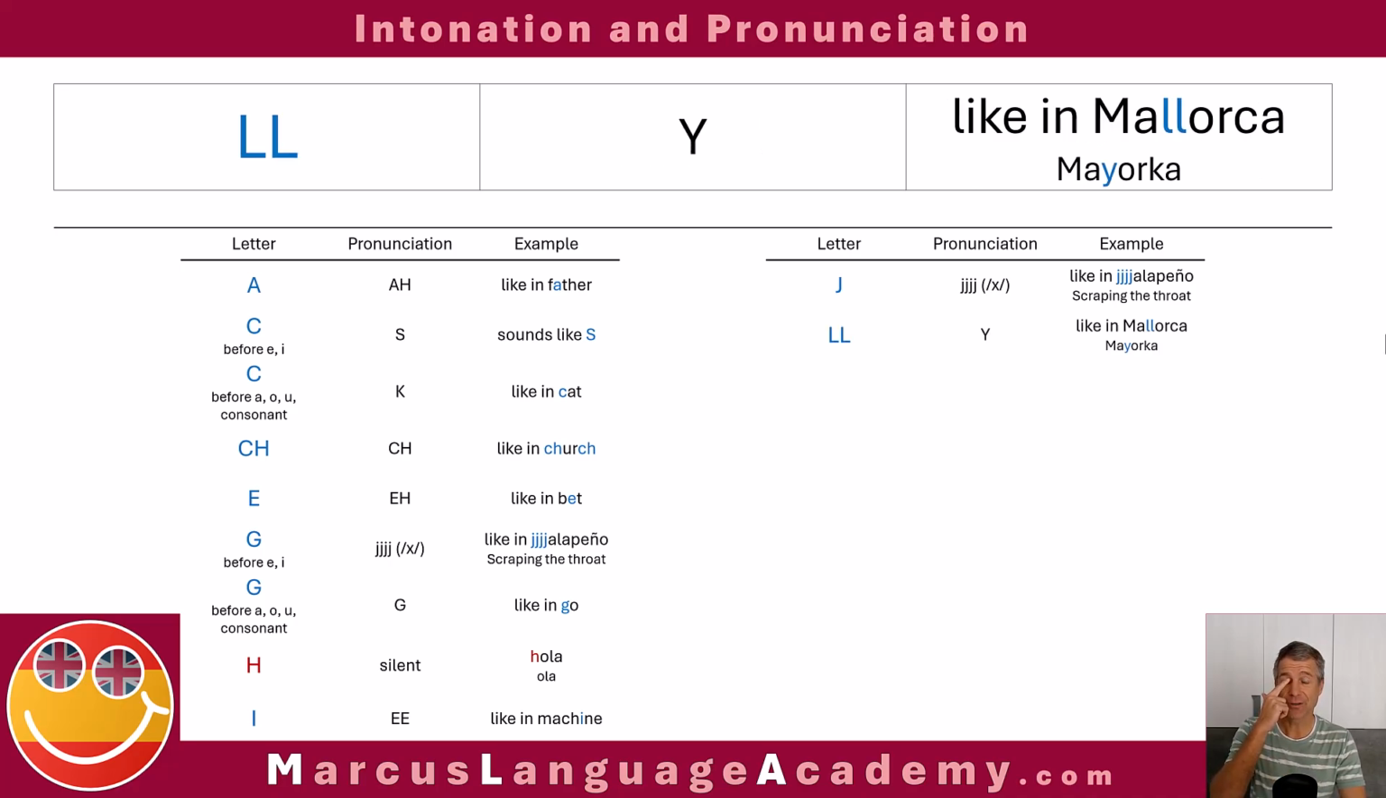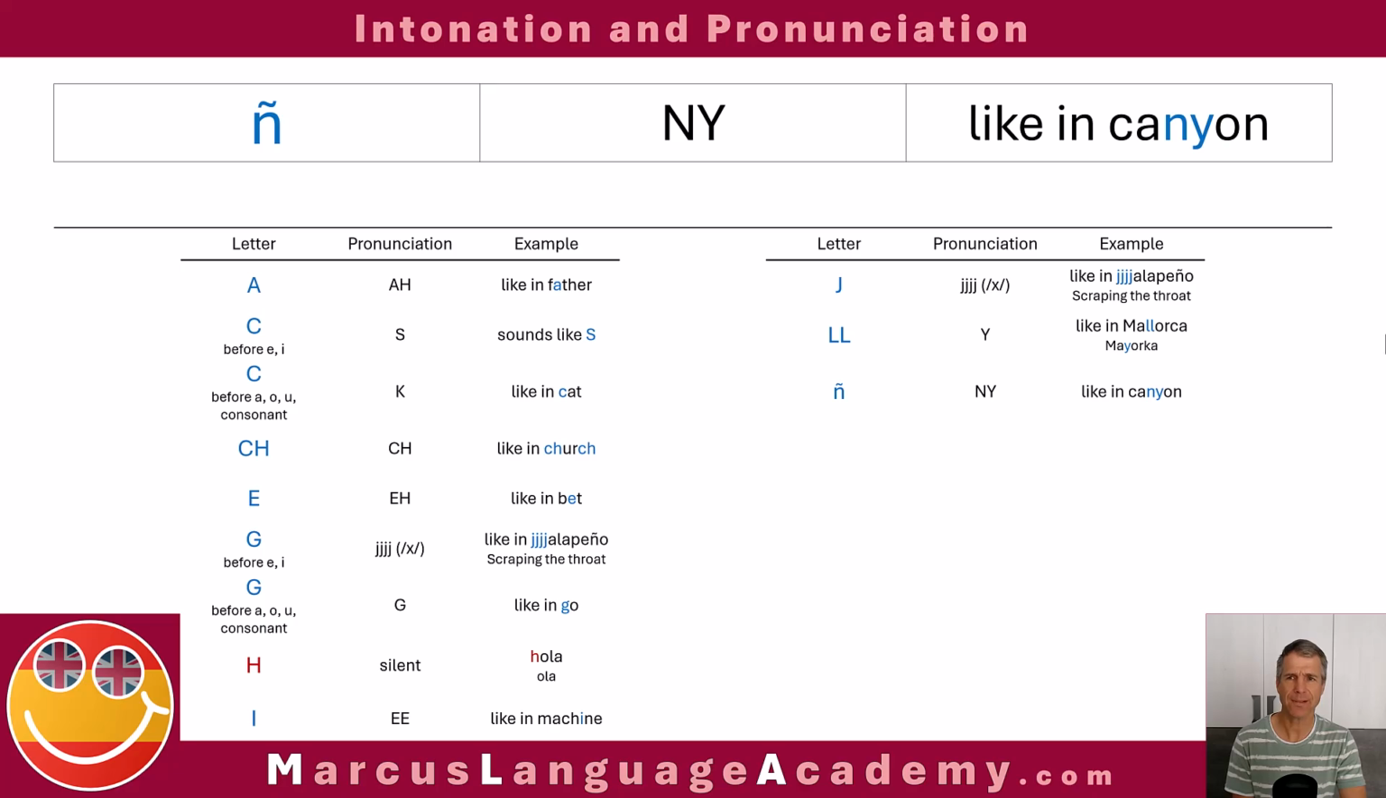That's interesting because the double L is actually a letter of the alphabet. And it's pronounced like Y, like in Mallorca. We don't say Mallorca with an L sound, we say Mallorca. La ñ. This is also a special letter in the alphabet, and it's like an NY, like in Kenyan. So ñ, Kenyan.